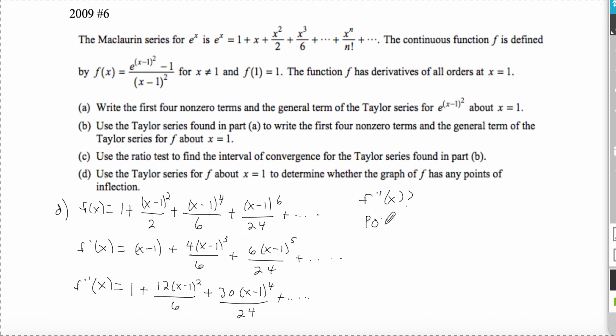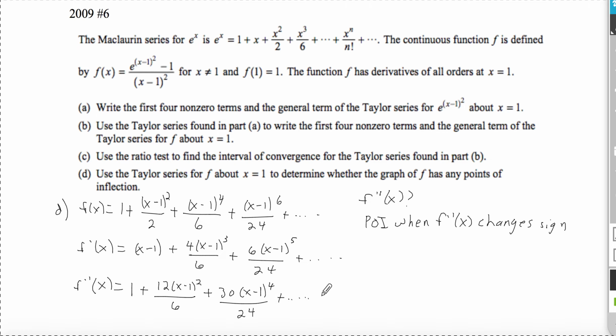Well, I know points of inflection are going to happen when the second derivative changes sign. All right, and I just took the second derivative of f, so I can ask, is this thing going to change sign anywhere? If so, where? Well, let me look at the values here, positives, negatives. This is positive. Plus 12 over 6, (x minus 1) squared. Well, it's got a square, so that's always going to be positive. Plus 30 over 24, (x minus 1) to the 4th. That's always going to be positive. And this pattern will continue. Every term in here is going to be positive.